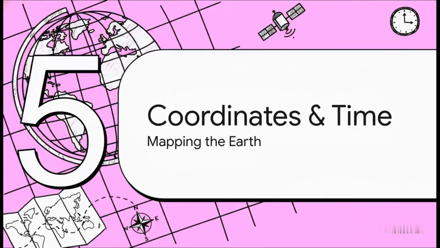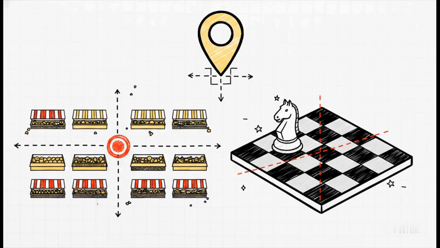Number 5, coordinates, climate, and time. Whether you're using a globe or a flat map, you still need a way to tell someone exactly where to find you on this massive planet. Think about how you locate things in everyday life. If you tell a friend to meet you in a crowded market, you might say, "Hey, meet me at the 7th shop in the 5th row."